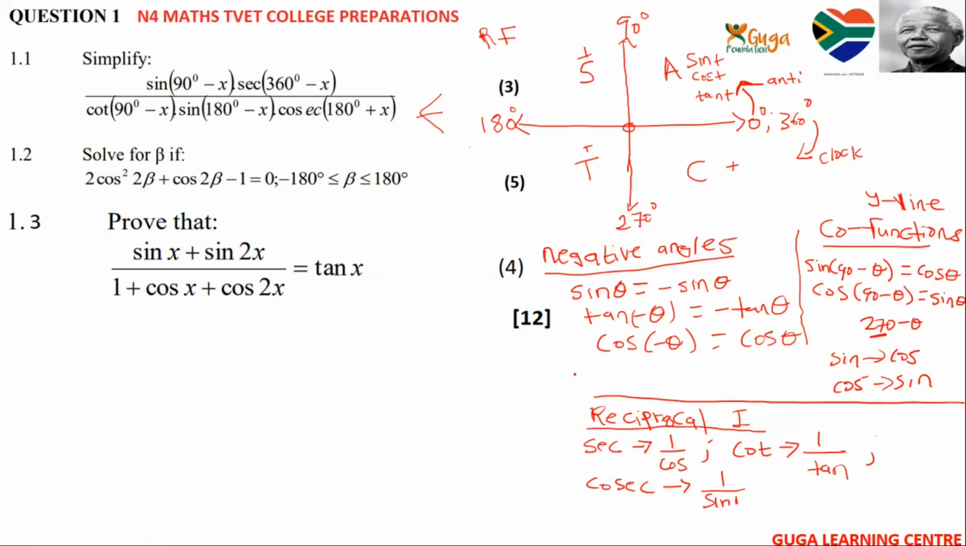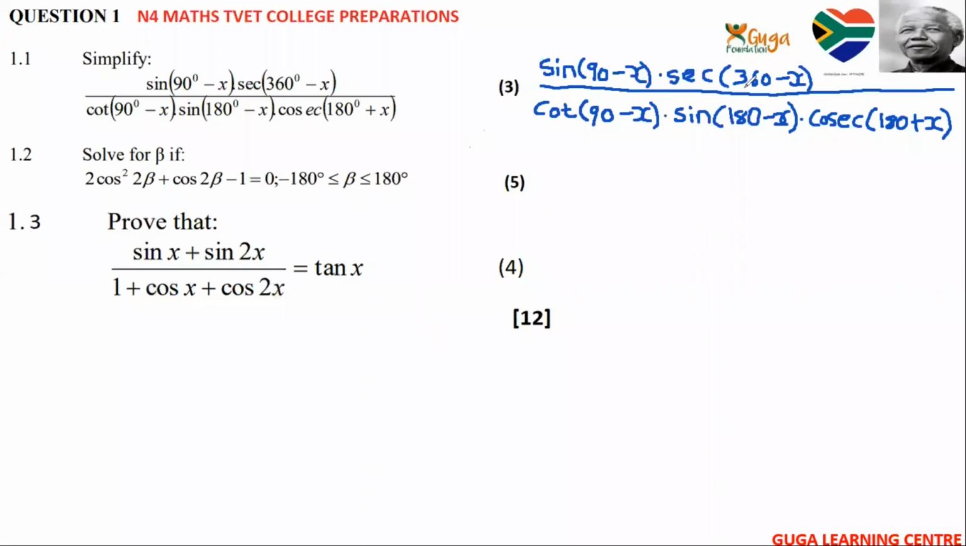Okay, so now let's answer the first question. Yes, simplify. Here it says sine of 90 minus x multiplied by sec of 360 minus x, all over cot of 90 minus x multiplied by sine of 180 minus x multiplied by cosec of 180 plus x.